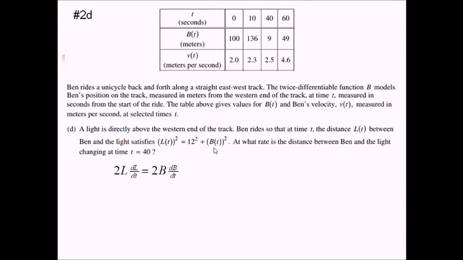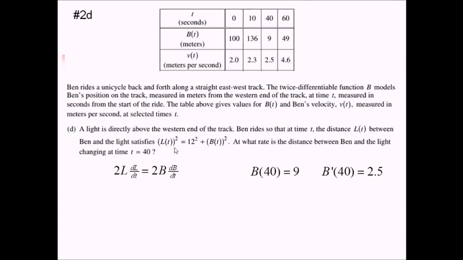So b of 40, we can actually look that up in the table. That's 9. And then db/dt, that's b prime, or v of t, of 40, which is going to be 2.5. Next, to figure out L, we can use this equation up here.